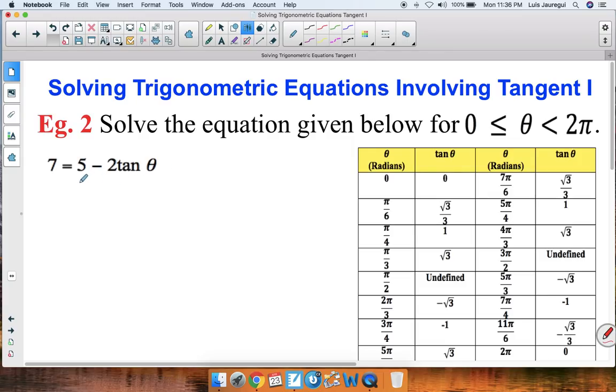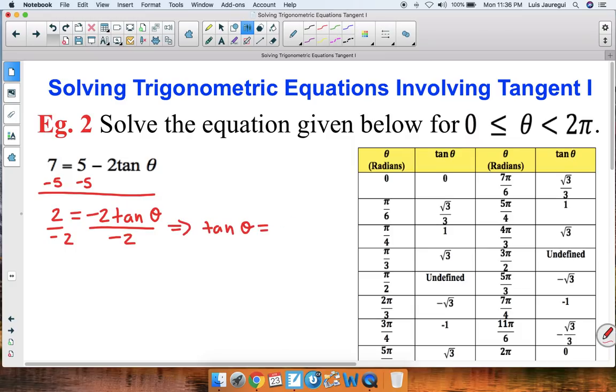To do so, let's subtract the 5 from both sides. So we have 7 minus 5, which is 2, is equal to -2 times tangent of theta. Now let's divide by -2 on both sides. And this gives you that tangent of theta is equal to -1. So we're looking for any angles between 0 and 2 pi such that their tangent is equal to -1.